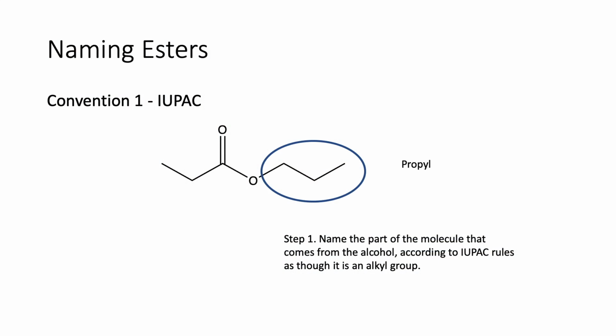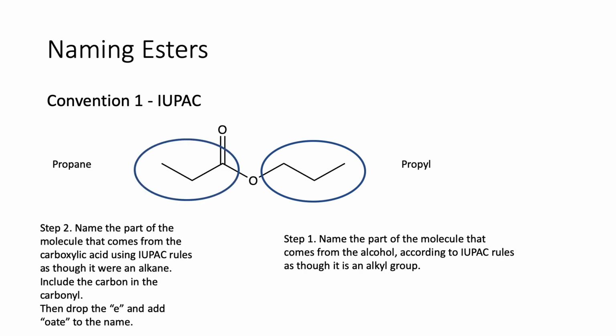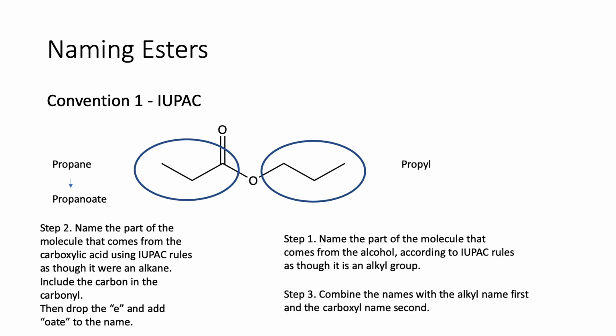It has 3 carbons. The second step is to look at the other half of the molecule, and you want to name it as though it is just an alkane and count up all the carbons, including this one attached to the carbonyl. So we have 1, 2, 3 carbons over here as well, so that would be propane. And then you want to drop the E off the end of the name and add -oate, so propanoate. So the IUPAC way to name this thing is then to combine the names, so you'll get propyl propanoate.